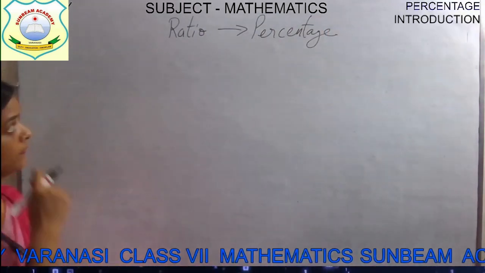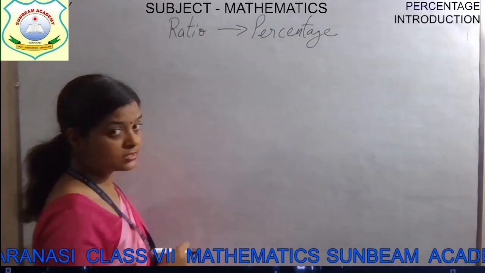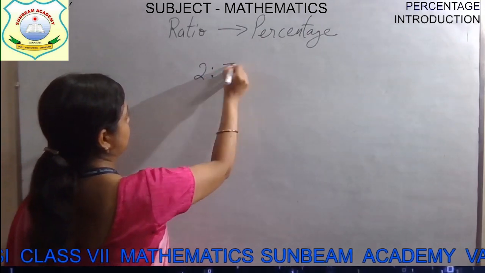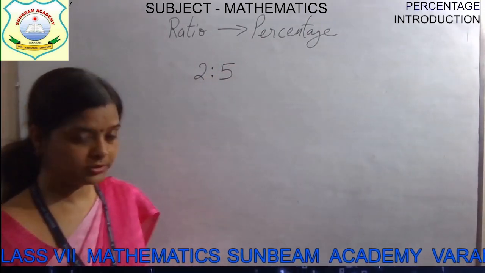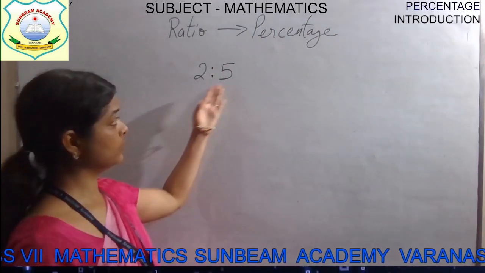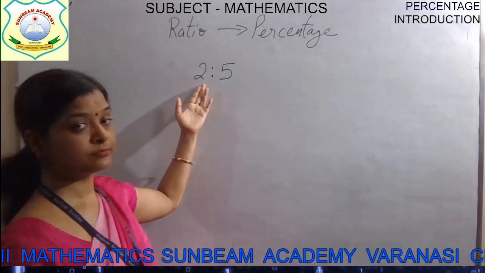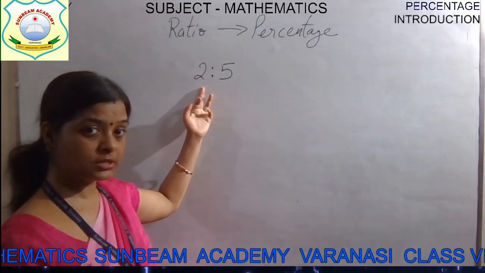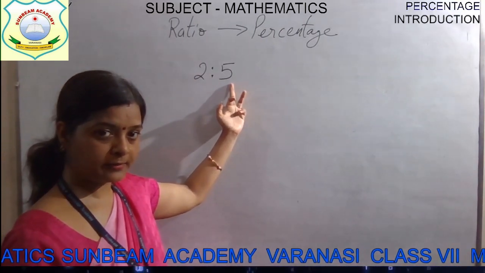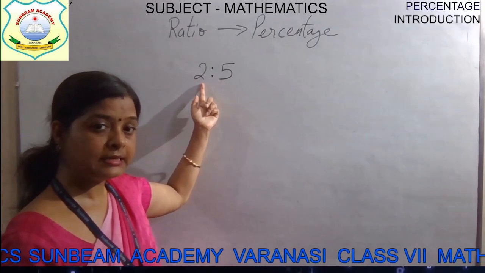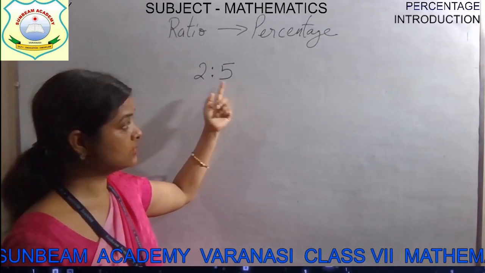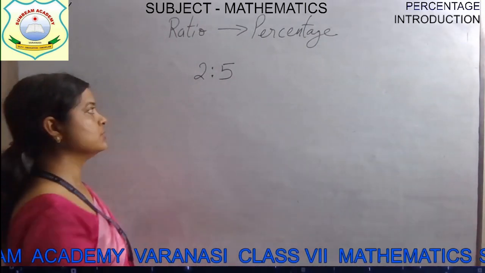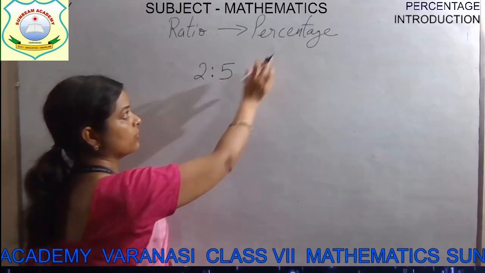Clear? Now for ratio we need a ratio. First example of ratio, let's take 2:5. Is it in ratio? Yes, it is a ratio, 2:5. Revise ratio and proportion: this is called the first term, and this one is called the second term. It is also called the antecedent, and this is also called the consequent. Now children, we have to convert this ratio into percentage.